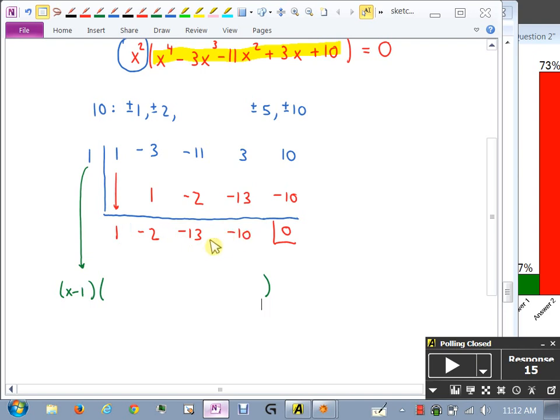Starting with what power of x? X cubed, because the yellow thing up there was to the 4th power. Once you do the synthetic division one time, the power will come down by 1, so this will start out 1x cubed. 1x cubed is just x cubed. Then the powers go down, negative 2x squared, then minus 13x, then minus 10. And then we run into an issue.